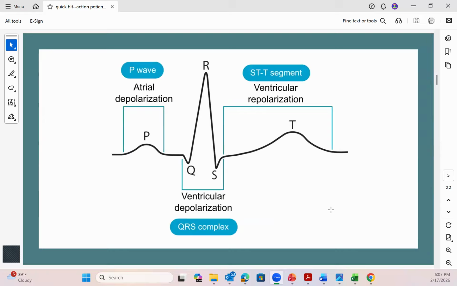Okay. One more time, giving you a picture to overlay. So we have the P wave, that's atrial depolarization, the QRS ventricular depolarization, and then that ST segment, right? So anything that happens with the T wave and those ST segments has to do with potassium, but also has to do with calcium.